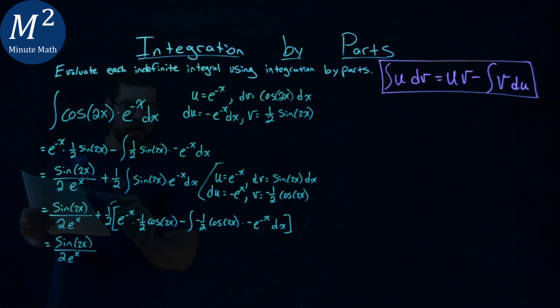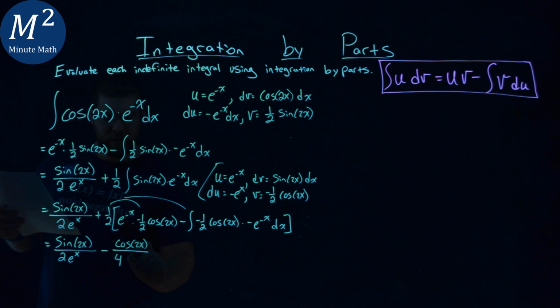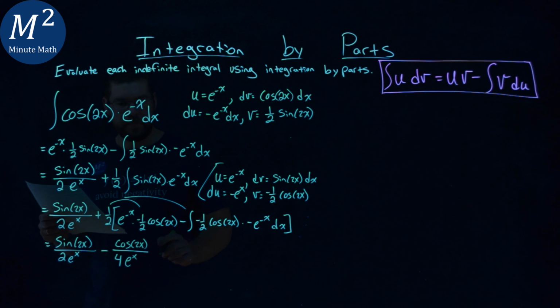So distributing that across to both parts here, what do we have? 1/2 times the negative 1/2 is a negative 1/4, right? So we have a minus sign, we'll have 4 in the denominator, okay? Then we have a cosine of 2x in the numerator, and we're bringing that e to the negative x down in the denominator, to be e to the positive x power, okay?